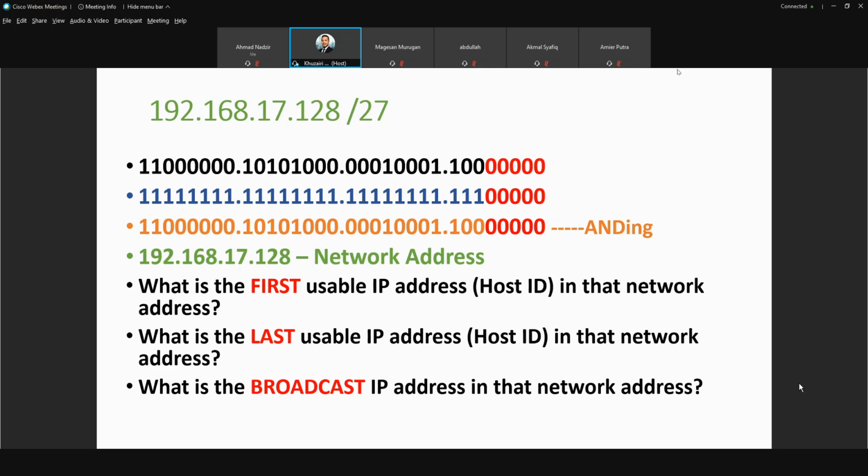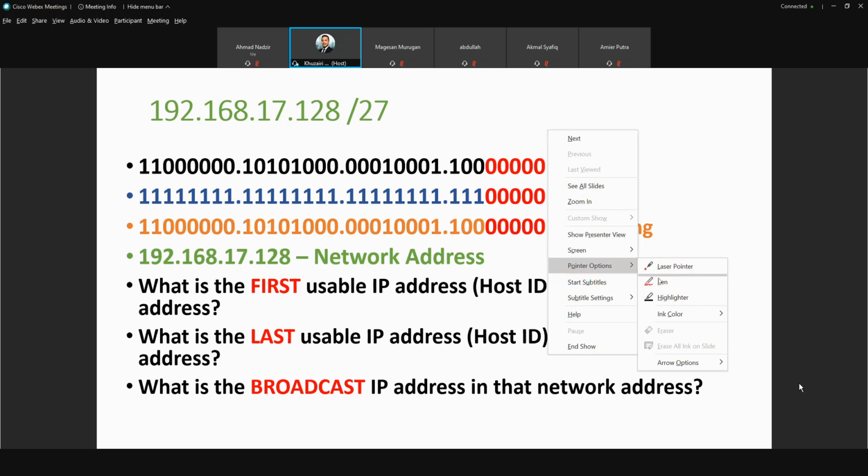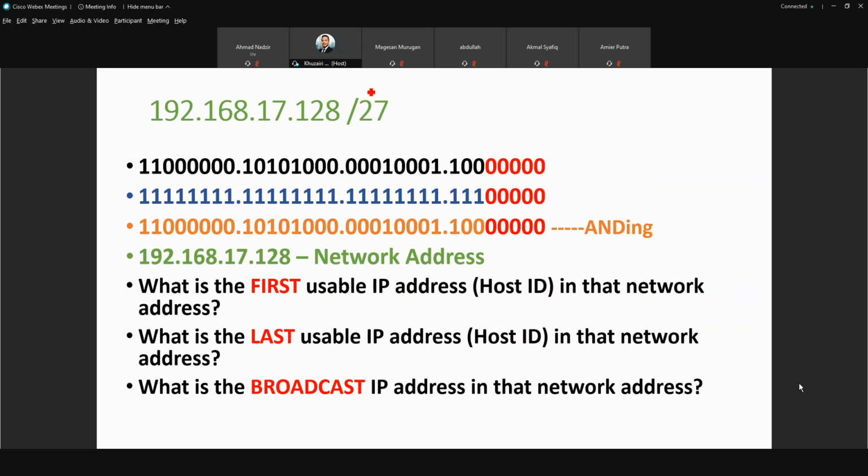Now, if you are given one IP address like this, 192.168.17.128/27, when you look at this address, you don't know which one is the host ID or which one is the network ID. From this IP address, you have the 4 columns, and then you have this, /27. This is called prefix length.